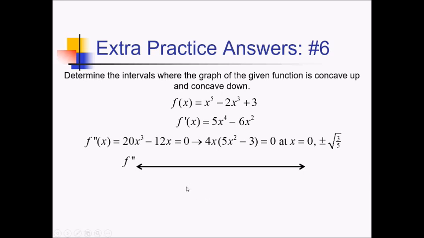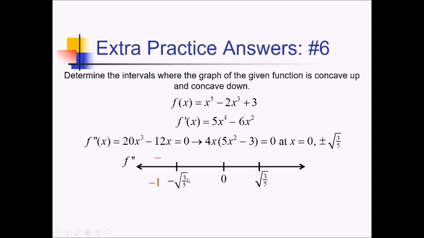So I have negative root 3 over 5, 0, and positive root 3 over 5. And let me do some sign analysis. So for a number to the left here, this number inside is less than 1. So the square root of something less than 1 is also less than 1 in terms of absolute value. So that means -1 is to the left of this. So let's use that. I'm going to use this factored version of f double prime. So plugging -1 into this, that's going to give me a negative outside. Inside, 5 minus 3 is a positive, so negative times a positive is a negative.